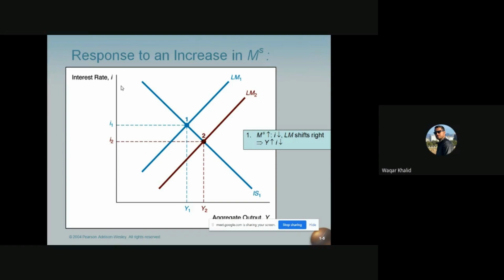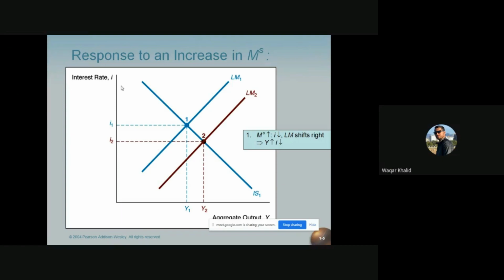It means that now we have an increase in aggregate demand, or we can say that the Y1 AD will shift to Y2 AD. Why? Because now we have more investment spending and more net exports. If we have more investment spending and net exports, the aggregate demand curve will shift and the aggregate level of output will rise.